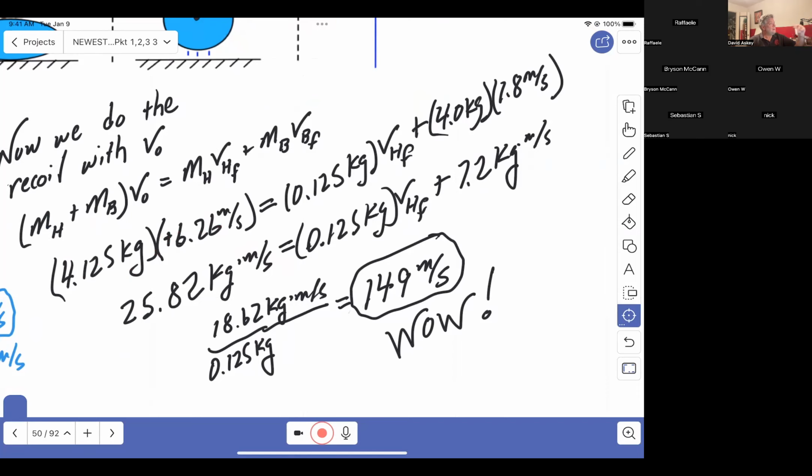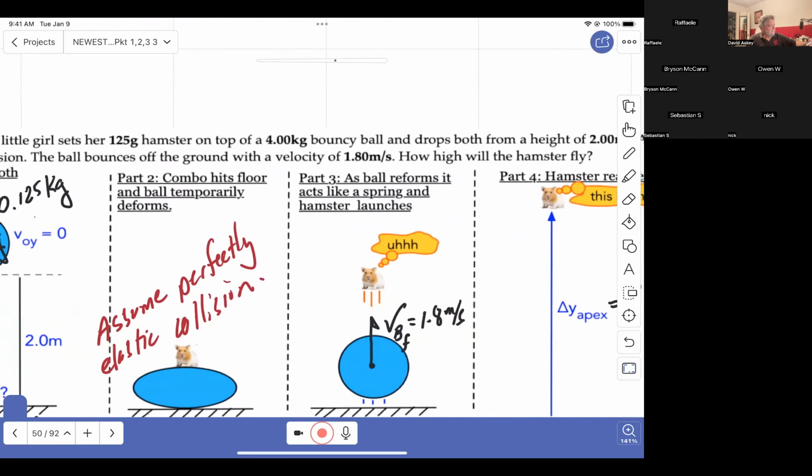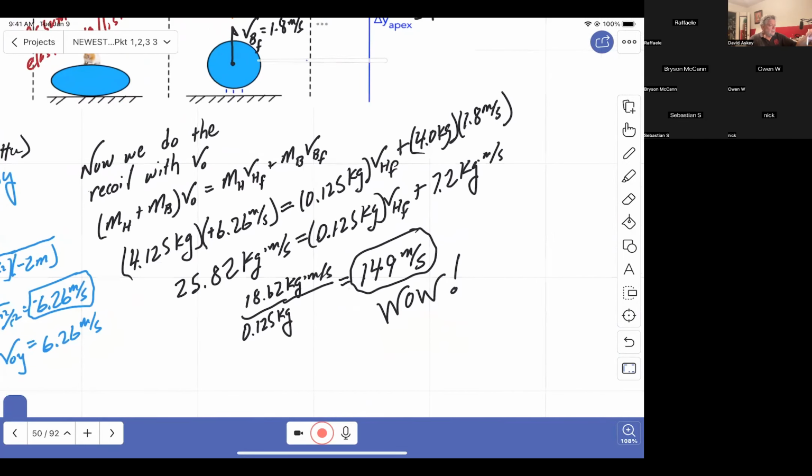There's the hamster, 1/8 of a kilogram, 125 grams. I'm using the MKS system. Times its velocity plus the mass of the ball times its velocity. And I gave you its velocity, right? Somewhere I gave you its velocity at 1.8 meters a second, how fast the ball bounces off the ground. Then I just solved for the final velocity of the hamster after collision. Hamster takes off, right? And I got, I felt sorry for that hamster, 149 meters a second.